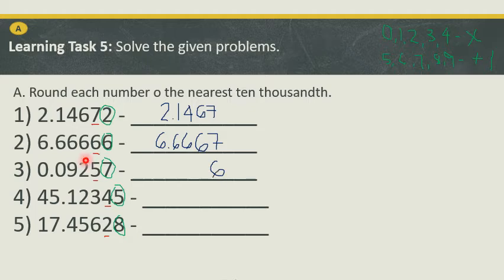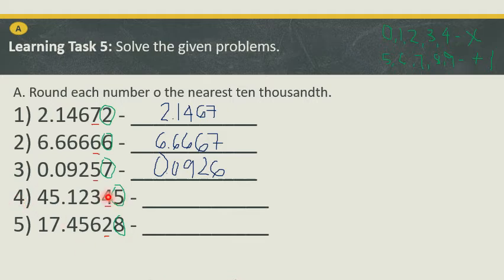Ano mangyayari doon sa 7? So, maiiwan na siya, wala na siya. And yung nasa unahan, ito ay kokopyahin. So, yung 2, yung 9, yung 0, and yung nasa unahan na 0. So, kaya ang answer natin is 926 10,000s.